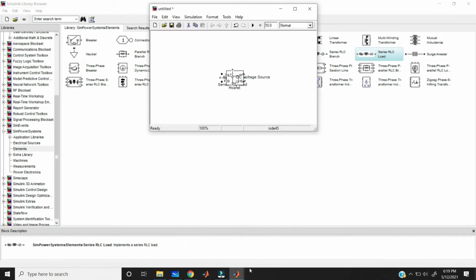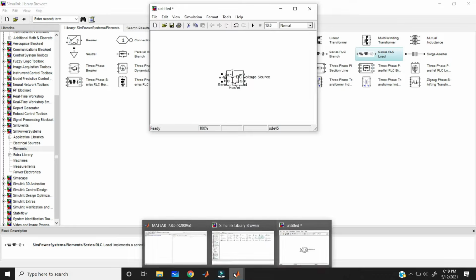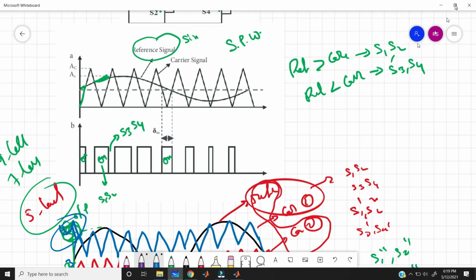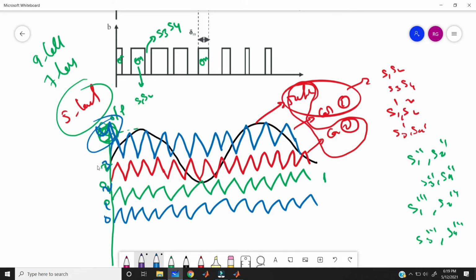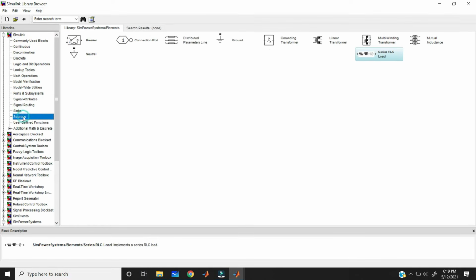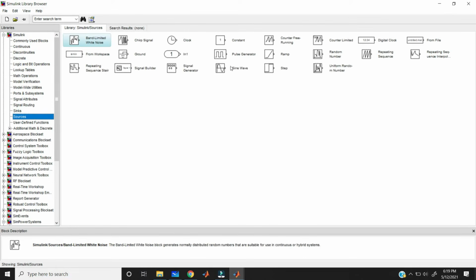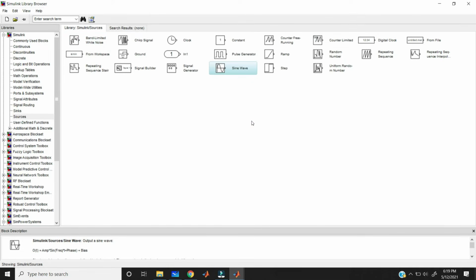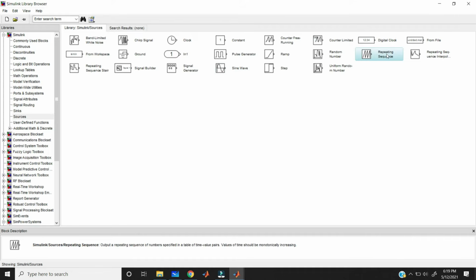Okay, and then what do we need? We need pulses, right? Switching pulses. How can we give switching pulses? By using pulse width modulation. This is the pulse width modulation, right? Here we need one reference wave and one carrier wave. The reference wave is what? We need to take a sine wave, right? So go to sources. At the top you can get the sources. Here you can get the sine wave. So take the sine wave, and then what do we need? We need a carrier wave, right? The carrier wave is nothing but a triangle wave. So here you can take the repeating sequence. This is like a triangle wave. So take this one. So this is the reference wave and this is the carrier wave.